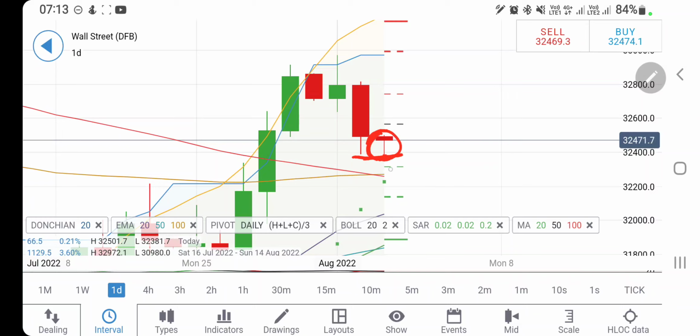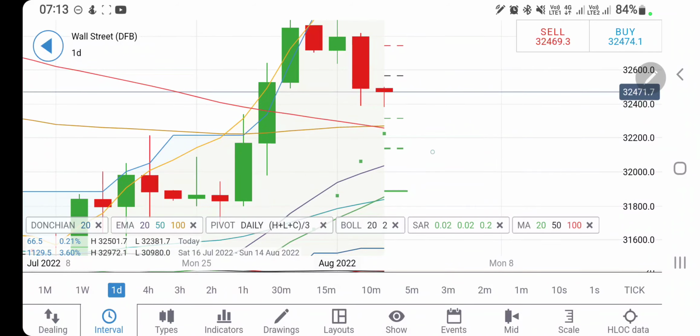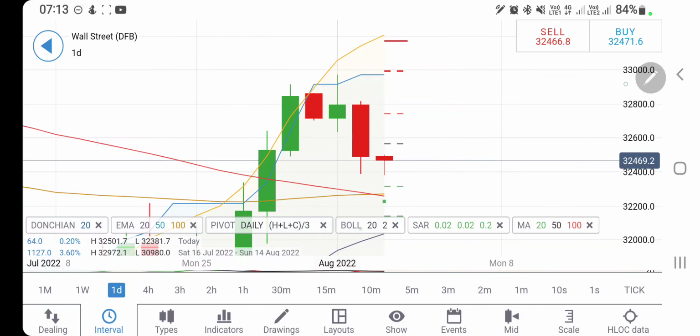Below 32,400, thus you can expect 32,250 is a very strong support level. 100 and 200 period moving average coming together here. Below 32,250, it can strongly drop for 32,150 and 32,000 levels. The next support is in fact at around 31,800 levels. So yes, be watchful between 32,400 and 500.